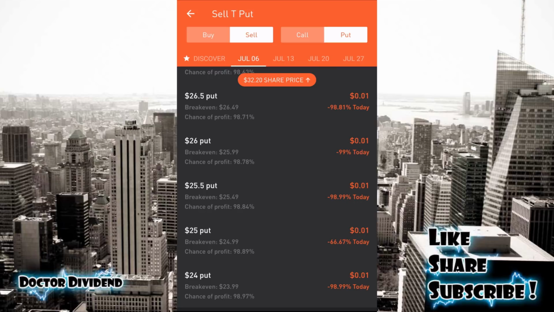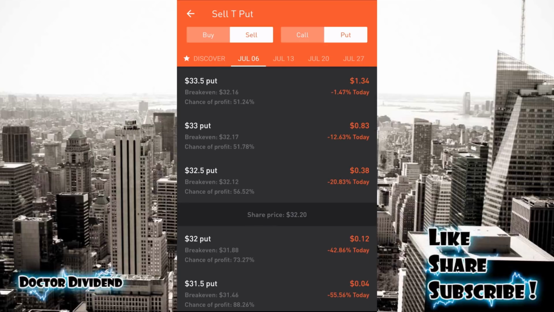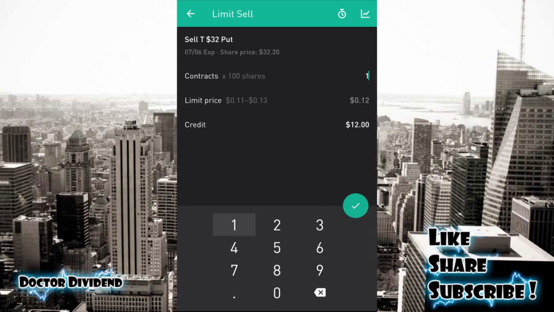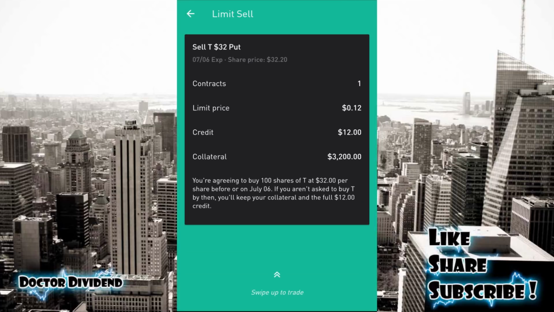I'm going to be obligating myself to buying a stock at a particular price. Let's take a look. Again, the price of the stock is $32.20. Let's say I want to buy the stock at $32. Again, I'll do one options contract. Now you'll see on the bottom, the collateral is $3,200. Essentially $32 times 100 shares. The credit, $12 to the account. I'm agreeing to buy 100 shares of AT&T at $32 per share before or on July 6th. If you aren't asked to buy AT&T by then, you'll keep your collateral and the full $12 credit. So that is what's happening with both of these trades.